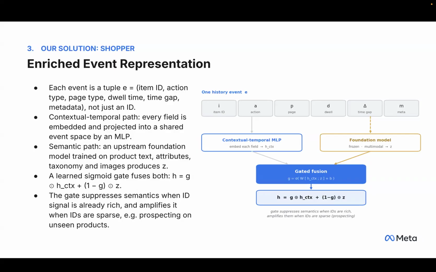And then we learn a sigmoid gate that fuses both these two embeddings, and this will help us to learn when to use either one of these two, based on whether the ID signals are already rich or if we need to amplify the signals.